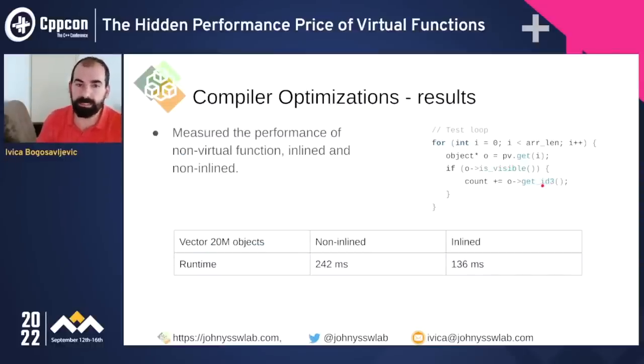So what we are doing here is measuring the influence of inlining. These functions are not virtual. So we are measuring the runtime between the inline version and the non-inline version. What happens is that the inline version takes 136 milliseconds, and the non-inline version takes 242 milliseconds. Now, part of the reason is the price of the call, the call and return instructions. But the much higher price, the reason why this is almost two times slower, is that with inlining of isVisible and getId3, the compiler could actually perform additional compiler optimizations.